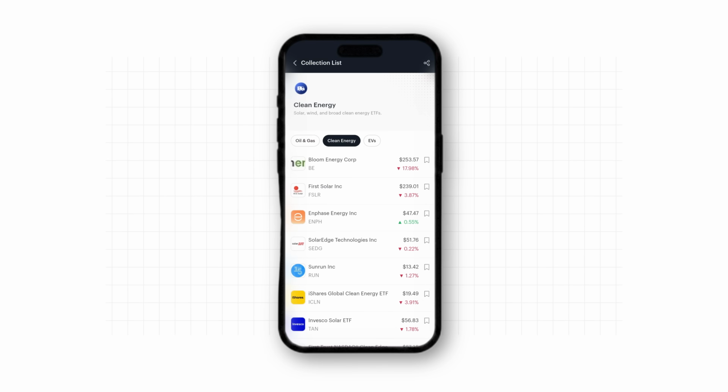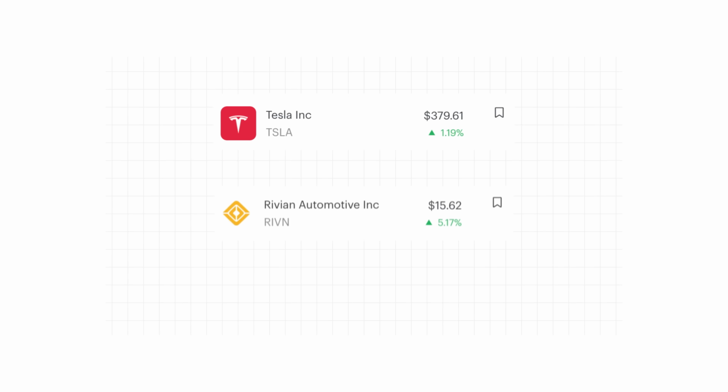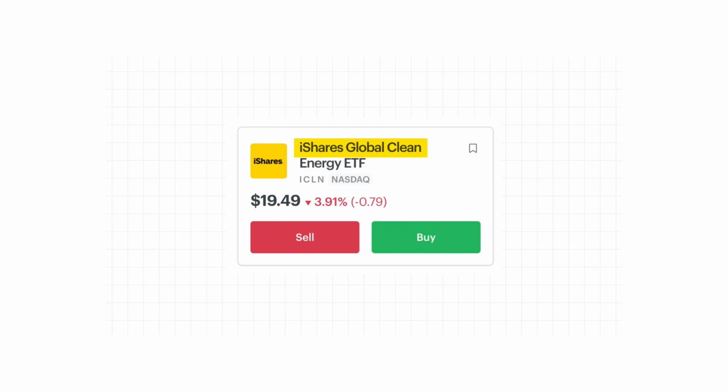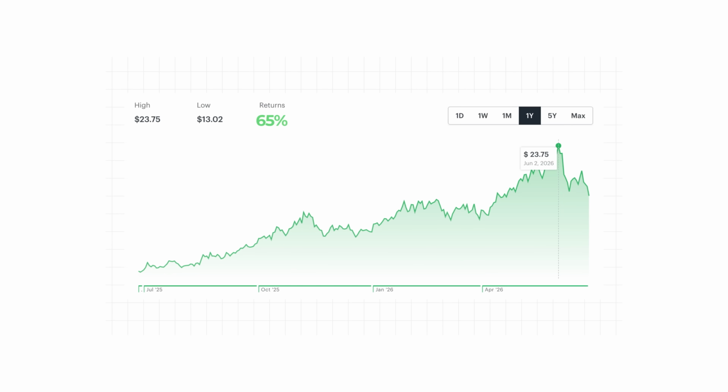Another hot theme, as we know, is clean energy. And within this, you can look at the ready-made collection, which has names like Tesla, Rivian, GE Vernova. There are ETFs in the clean energy space as well, names like iShares Global Clean Energy ETF, which has, by the way, given returns of over 65% in 1 year. So there's plenty to look at in the global market, and you must get started. It needs to be a part of your portfolio if you want to participate in the global growth story.